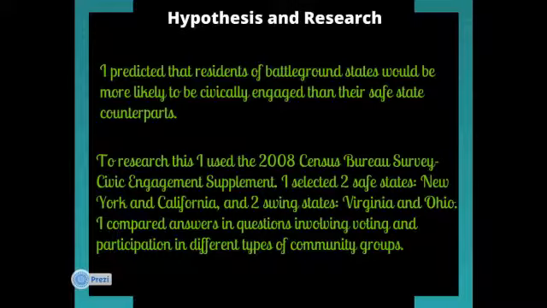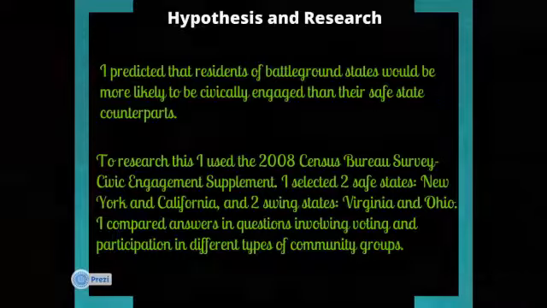I selected two safe states, New York and California. New York particularly because I am from New York and I did want to study this state. I also picked two swing states, Virginia and Ohio. Now, there is a very big distinction on whether these states are swing states or safe states.